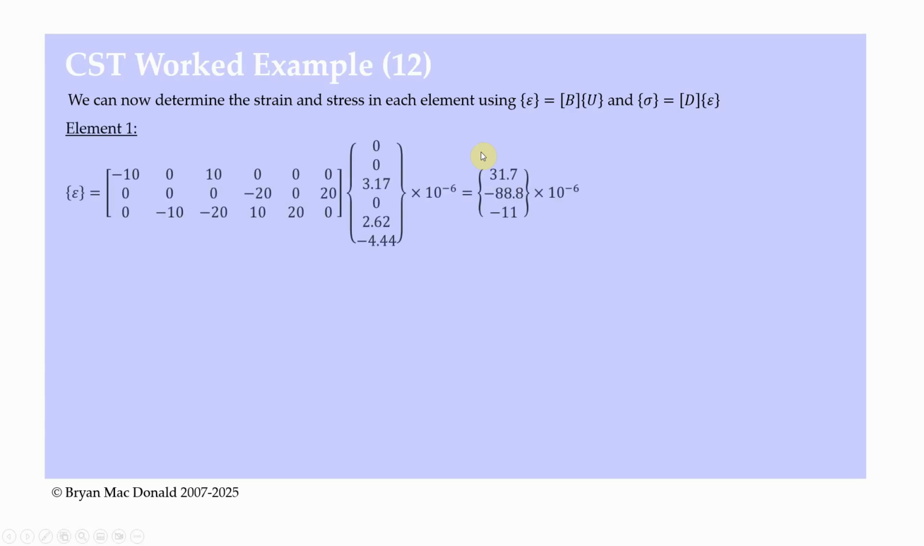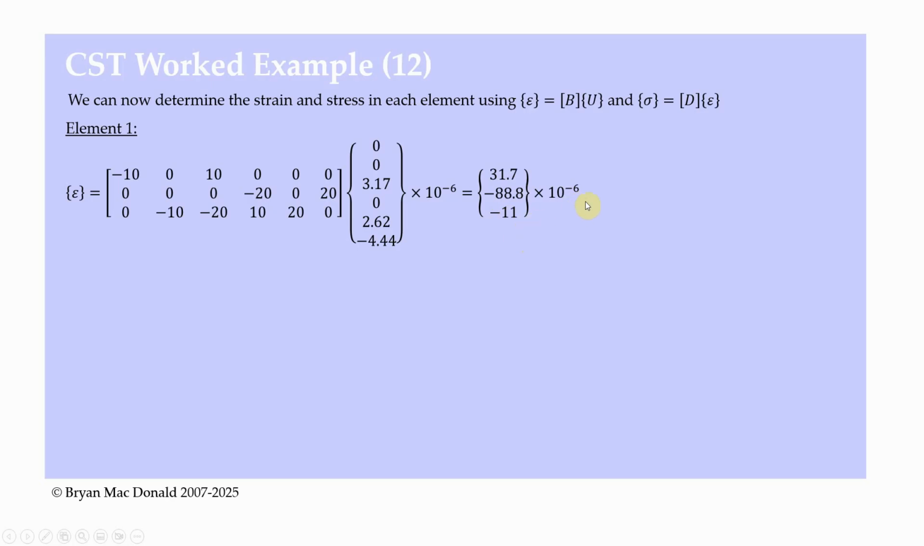So I start off with element number 1. For element number 1, we're going to use the strain displacement matrix that we previously calculated for element number 1, and we're going to multiply that by the nodal displacement vector for element number 1. So that's going to take the degrees of freedom of nodes 1, 2, and 3, so the top 6 rows of the nodal displacement vector. We multiply all that out and we get our strain here. We get 31.7 in the x direction, minus 88 in the y direction, and minus 11 by 10 to the minus 6 in the shear direction.